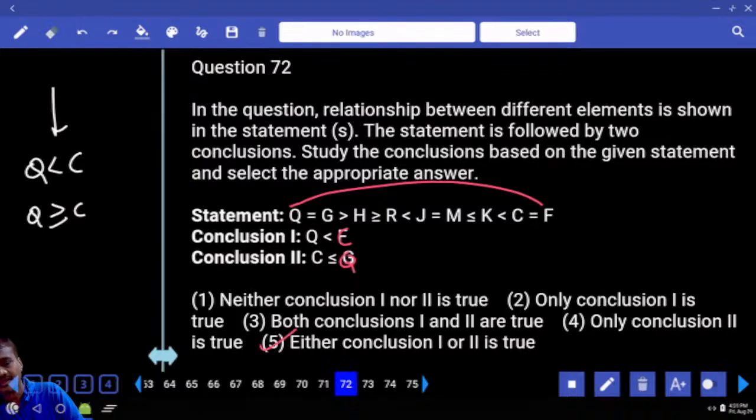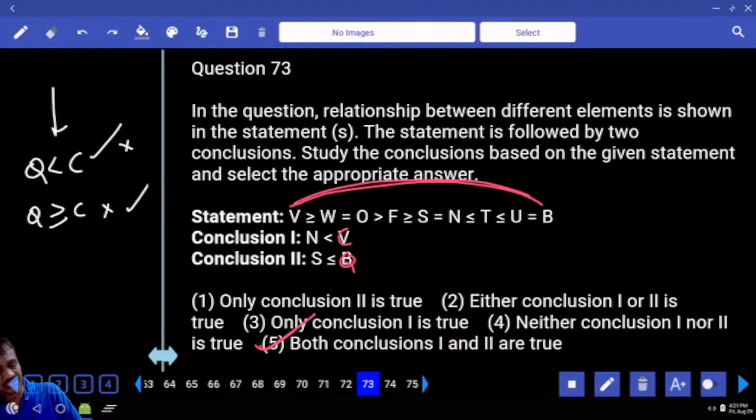Either one or two. Now to get this either or, in the statement we need to have opposite symbols. That means no relation. No relation means out of these three, any one can happen. If this is true, this will be false, or if this is false, this will be true. And so that is the case of either or. Either or, choice 5.